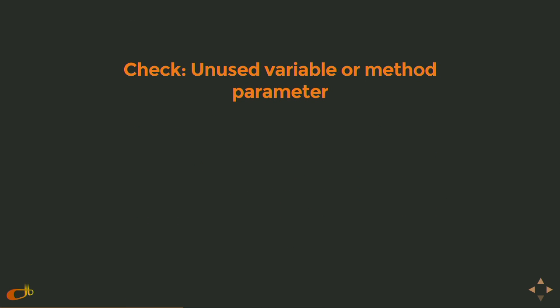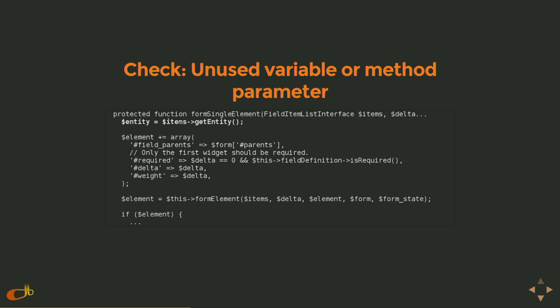Another example would be an unused variable or a method parameter. This one's really useful for cases like this. The first line in this method does an assignment of the variable entity, but entity isn't used anywhere. So why is this being called? That's really confusing. The idea is that these checks are to help us write better code.